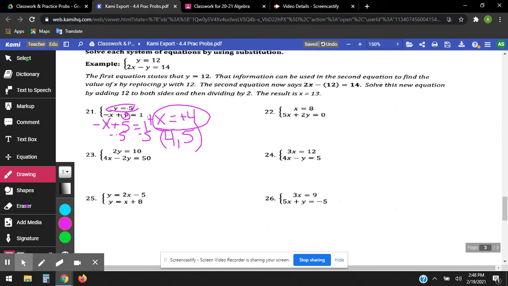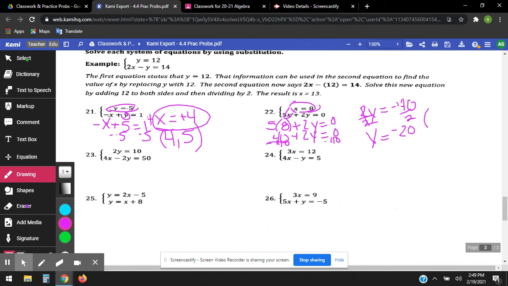Okay, so trying with this one. So instead of 5 times x, we're going to put 5 times 8 plus 2y equals 0. And we're going to solve for y this time. So 40 plus 2y equals 0. Let's subtract our 40 from each side. So 2y equals negative 40. And if I divide both sides by 2, y equals negative 20, which means my coordinate is 8, because x equals 8, comma, negative 20.